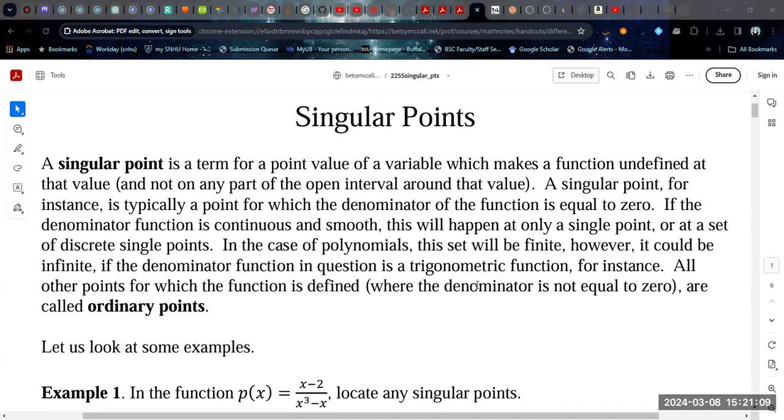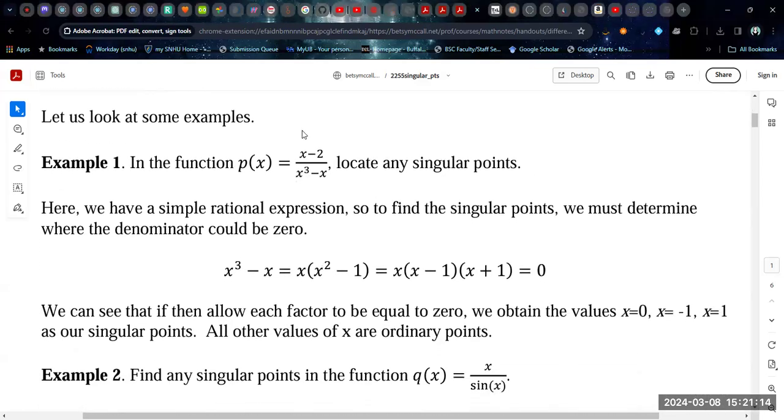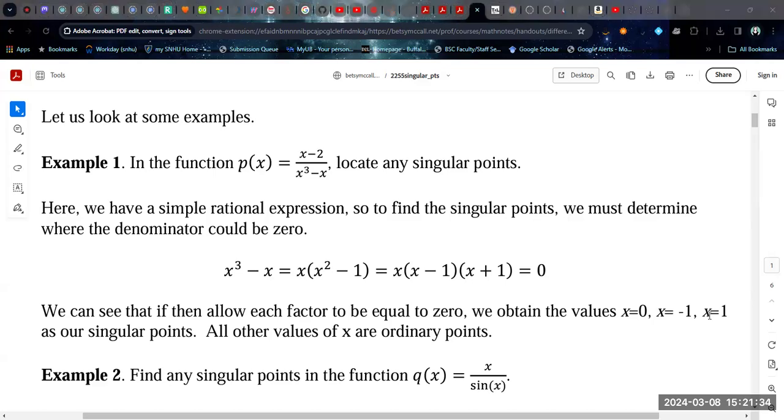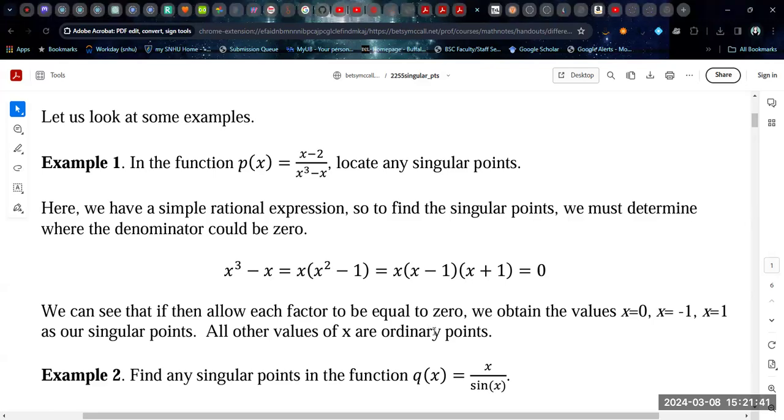Now, the idea of a singular point is essentially that if I have a rational expression like this, a singular point is anywhere where the denominator could be zero, so that the function is actually not defined. So in this example, we'll take our denominator, x cubed minus x. We're going to factor it. And so we're going to find three values, 0, 1, and -1, that are singular points. All other values are ordinary points because they are the only ones that will make the denominator 0.